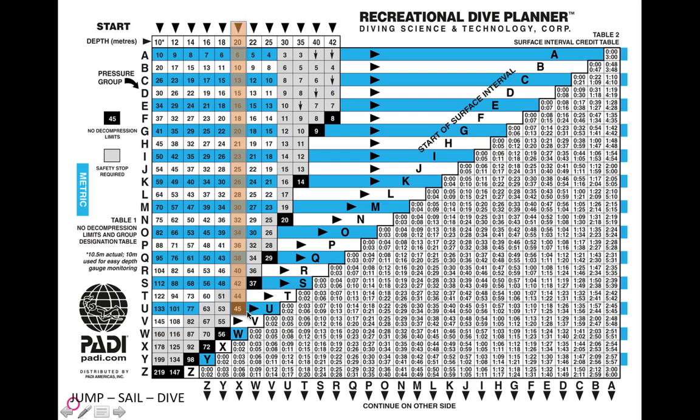This is the maximum time that we can actually spend at 20 meters, is 45 minutes. So we are pushing the limits of this table a little. We then look to the left or to the right and we can see the pressure group at the end of the dive, and that's U.